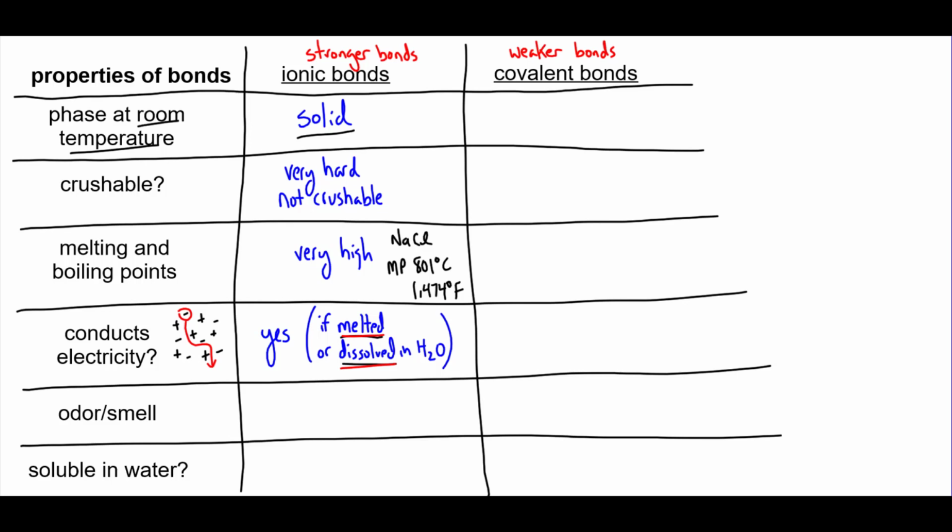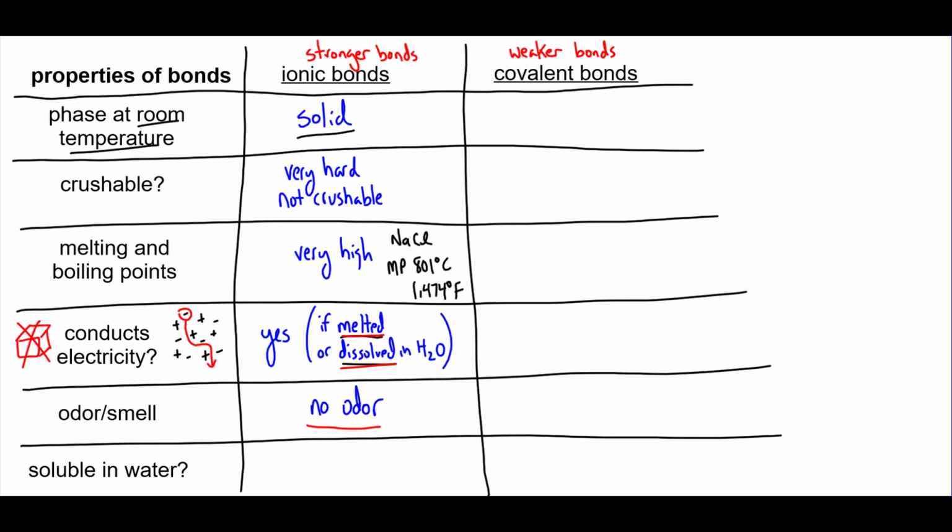If it's like a solid cube of table salt, that can't conduct electricity at all. Two more things we need for ionic bonds are their odor and smell, or if they're soluble in water. Well, odor and smell is pretty easy. If these particles are so tightly held together by these really strong ionic bonds, that means none of the particles in the substance will be able to break loose from the substance. And so ionic substances usually have no odor at all, because none of those particles can reach your nose.